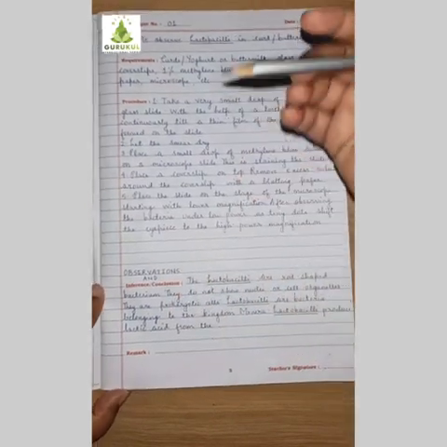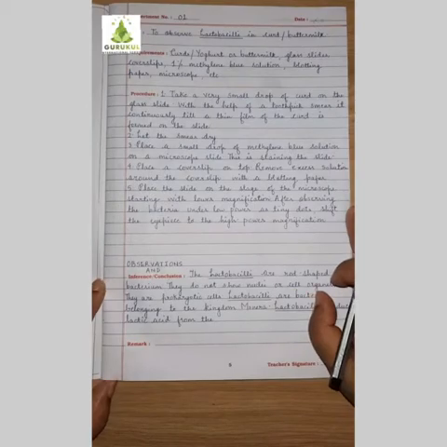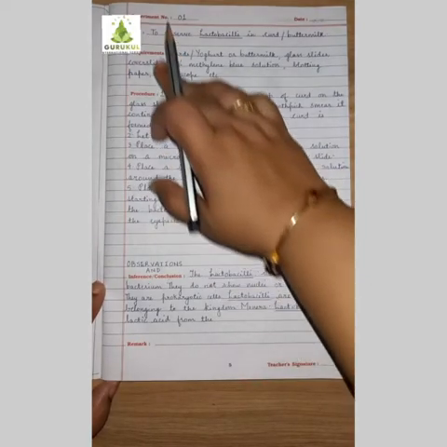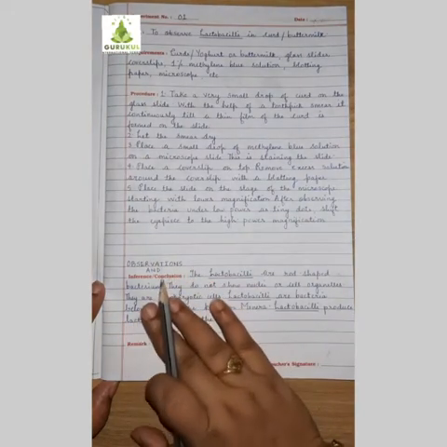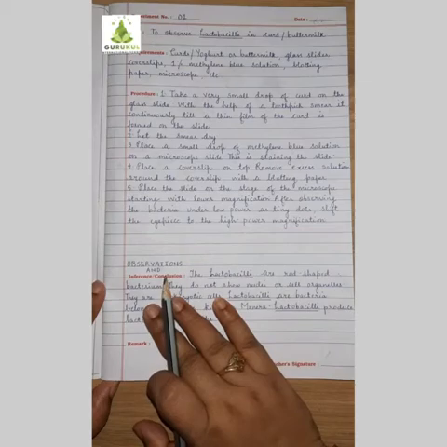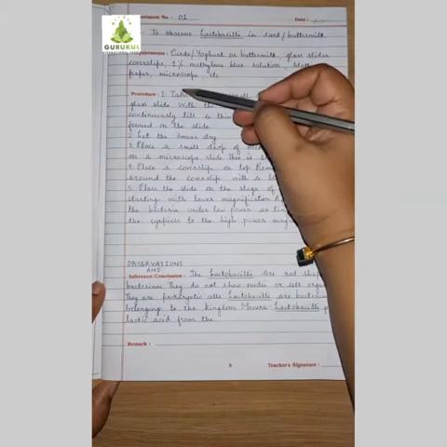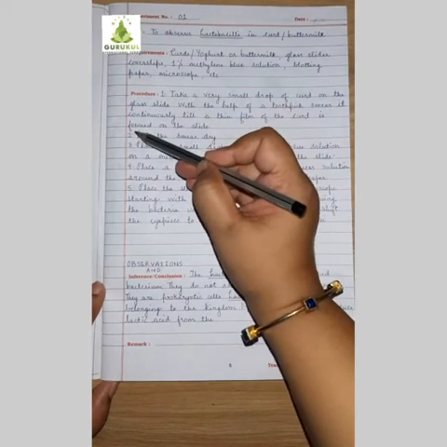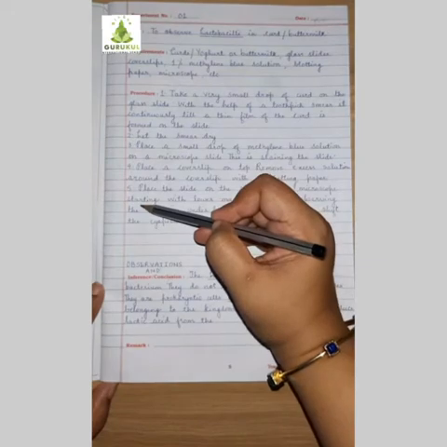Okay. The writing material will be given in the PDF. In PDF form you will get all detailed information about aim, requirements, procedure, inference, conclusion, observation, everything you will get. Okay, so you have to write it down with neat and clean handwriting. Okay, can you see procedure how I have written point wise? 1, 2, 3, 4, 5. So point wise I have written the procedure.